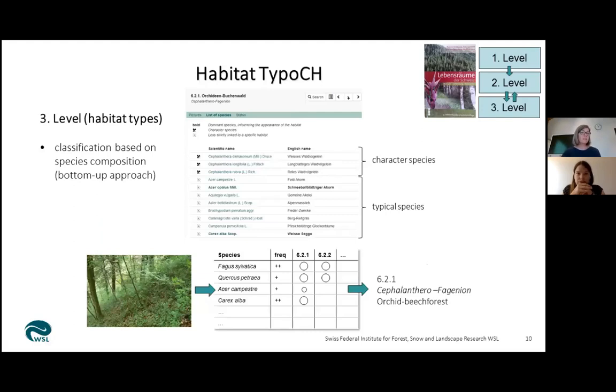The third level is other habitat types, and they're based on species composition. So this is a bottom-up approach at the third level. And each habitat type is defined by character species and typical species. And that results in then a specific habitat type, for example, an orchid beech forest.